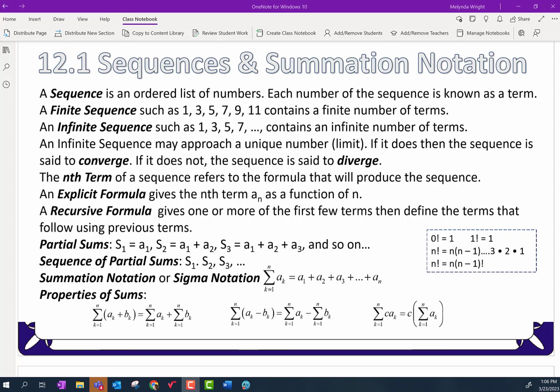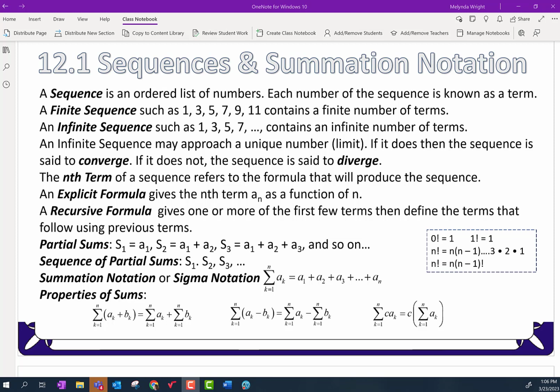All right, let's take a look at our lesson for today. We're going to look at sequences and summation notation. And summation notation has to do with series, sequences and series. So let's do some vocab first.